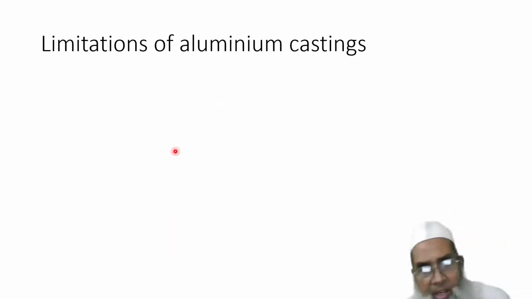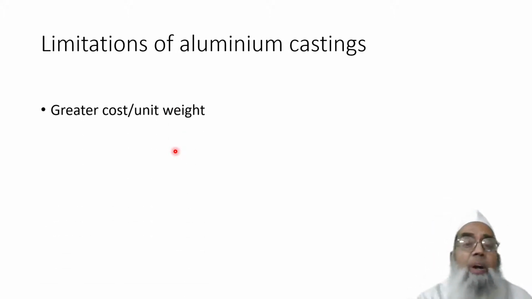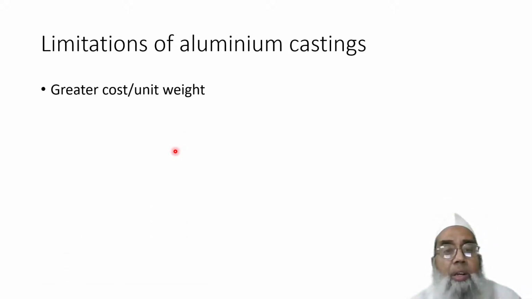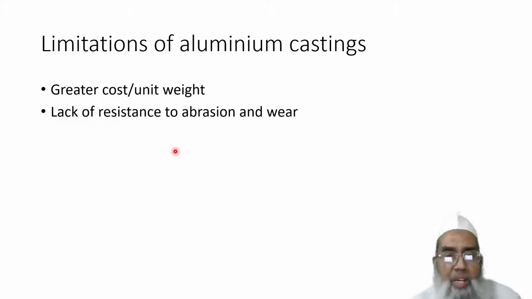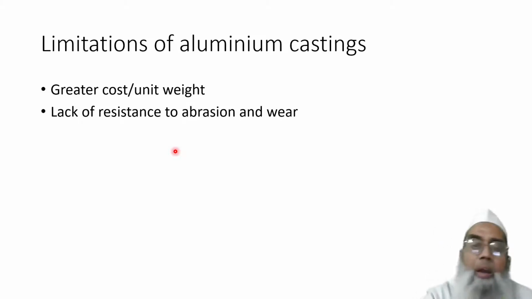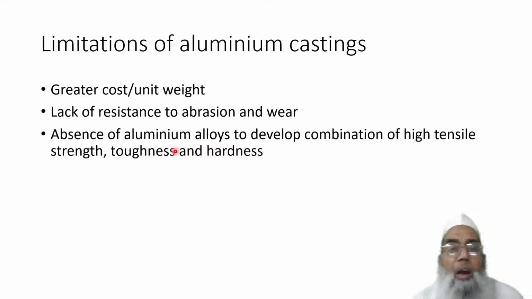But it again has limitations. If you talk about cost per unit volume, it is low, but the cost per unit weight will be higher, and hence it has its own limitation where weight is important. There is also a lack of resistance to abrasion and wear, and the inability of aluminum alloys to develop a combination of high tensile strength.